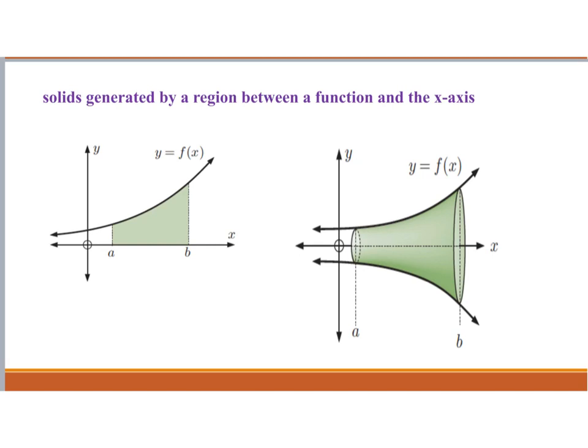And to find the volume of this figure, the volume V would just be pi times the integral from a to b of f of x squared dx. This is a formula. Or you can make this formula look a little simpler if we use y instead of f of x. So that's pi times the integral from a to b of y squared dx.